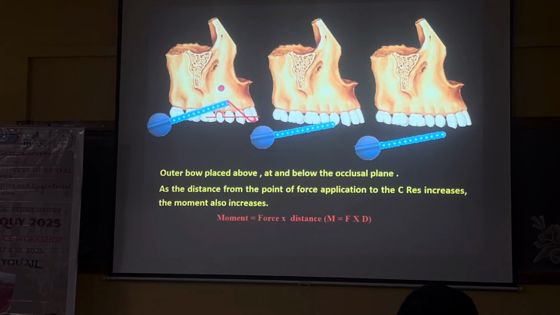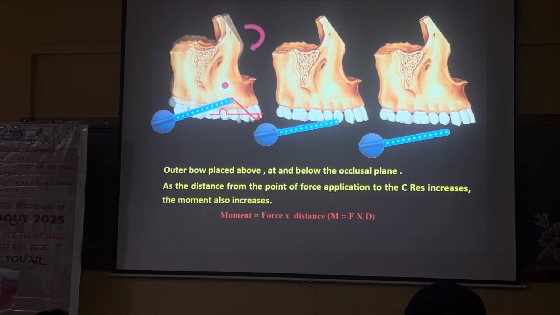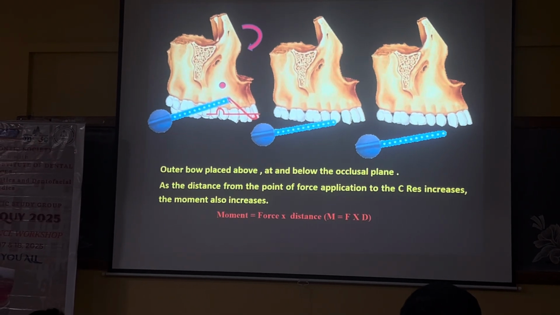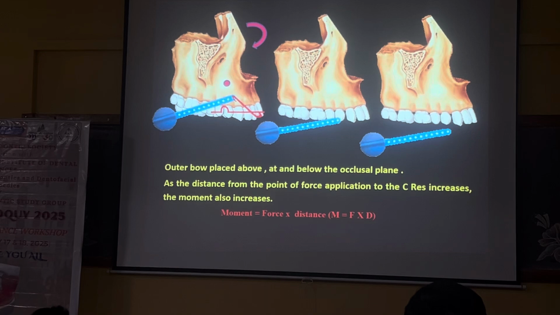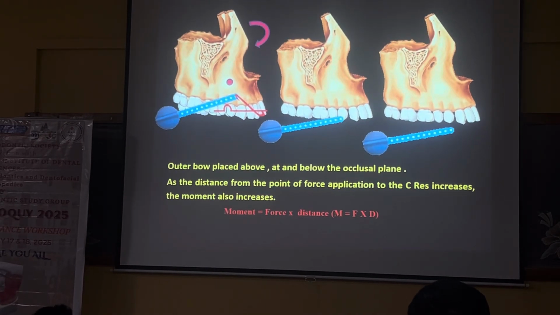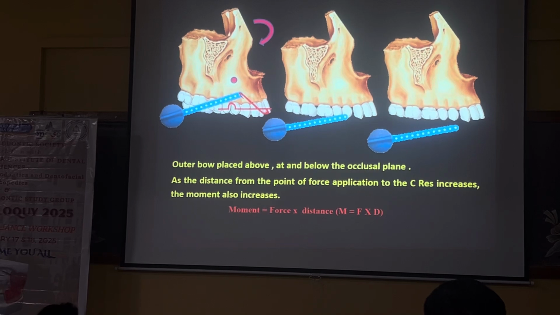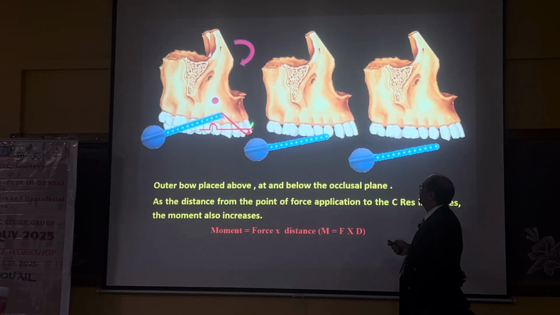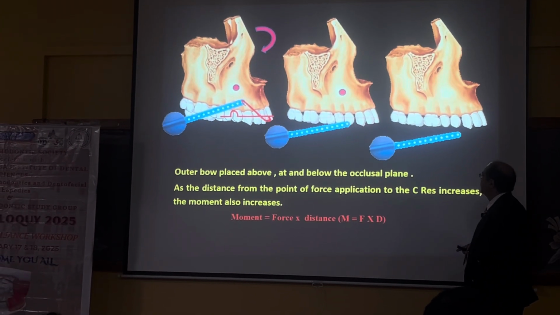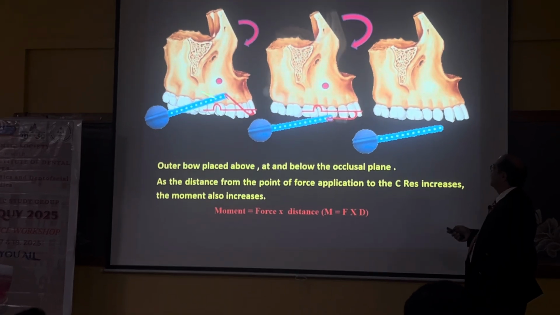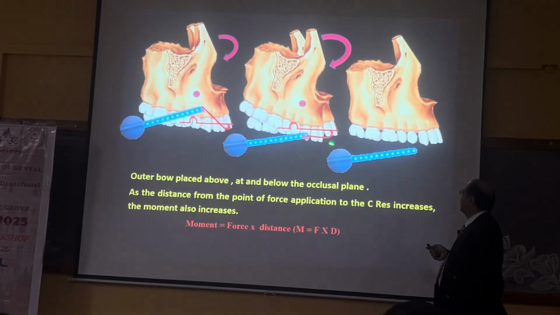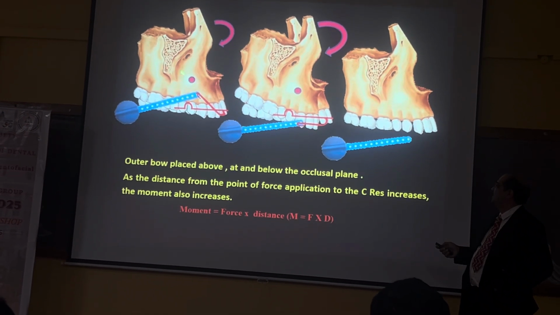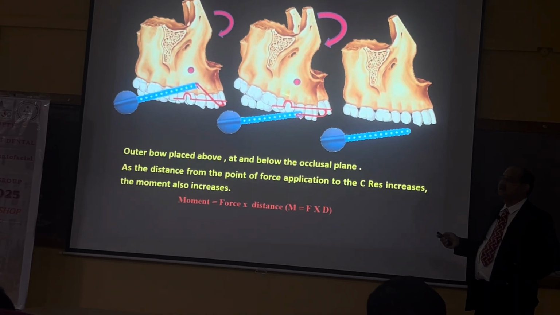Okay, now let us see the outer bow. What will happen if the outer bow goes above the occlusal plane, at the occlusal plane, and below the occlusal plane? Now you can see you are traveling below the center of resistance. So it is clockwise, clockwise with increased moment. Here it is above the occlusal plane, here it is at the occlusal plane, but the moment is the same. Both are passing below the center of resistance.